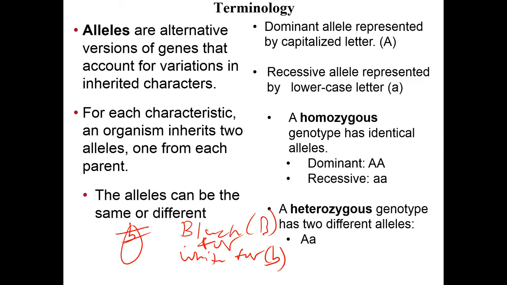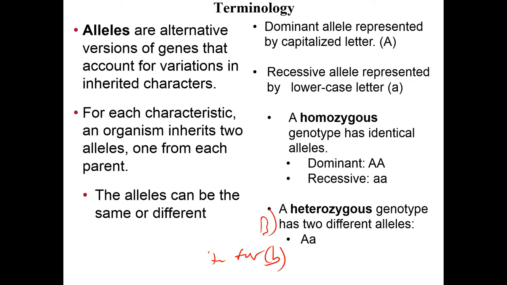Now, keep in mind that for a given gene, you have fur color. For the gene for fur color, you have a black fur allele and a white fur allele. We always represent the alleles as individual letters, with a capital letter being a dominant allele and the lowercase letter being your recessive allele. Since we're diploid, that means we have two copies of alleles for a given gene, for a particular trait.